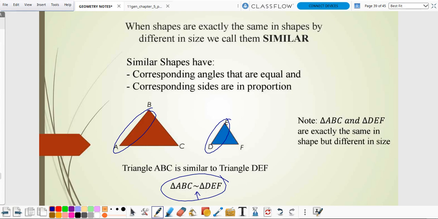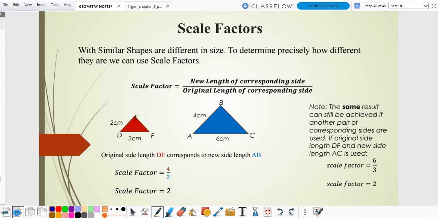So that's some things to think about. When you have similar triangles, angles are always going to be the same. That's fine, but the corresponding sides will either be bigger or smaller. That's the difference. So, scale factors. Now, with similar shapes that are different sizes, to actually understand the difference between them, we need to know what we call the scale factor. So this formula up here is really important for you guys to know.